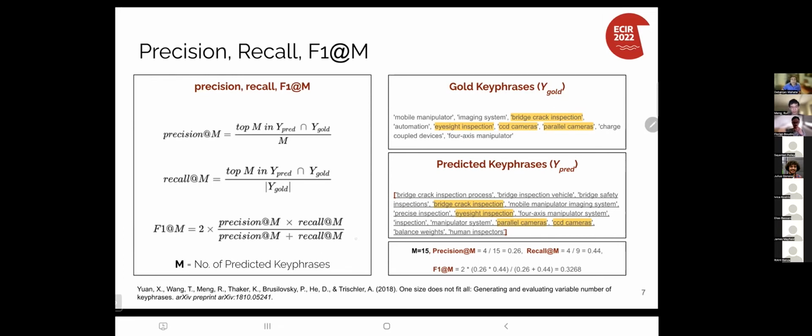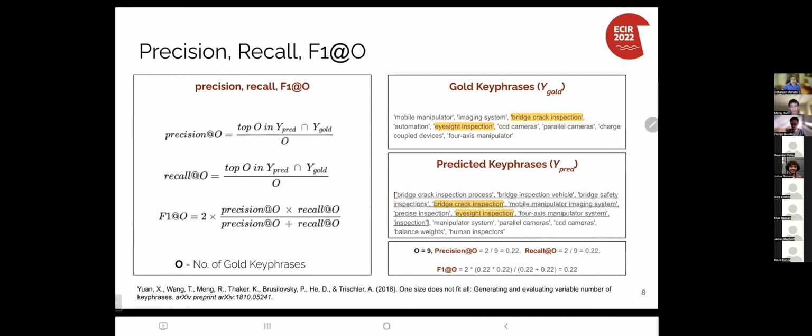Now for calculating precision at O, O is taken to be the number of phrases in the ground truth. As can be seen in this example, the number of phrases in the ground truth is 9. And so when doing our calculations, although CCD cameras and parallel cameras are both correctly predicted key phrases provided by the model, we skip them as we only consider the top O, or in this case, top 9. And these phrases did not fall within that range.